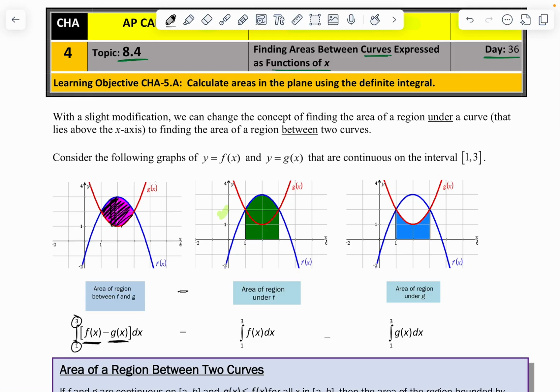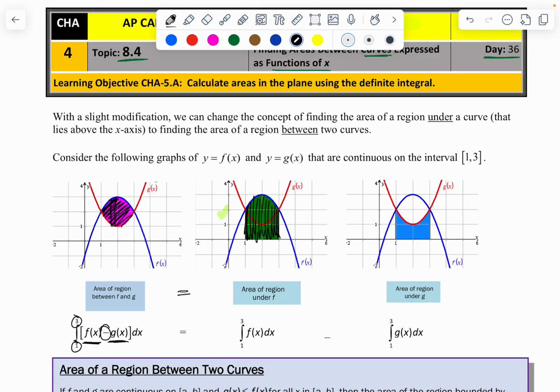And that is the same thing as saying the area under f of x minus the area under g of x, right? Minus this little area right here. And once you do that, you end up with this middle section.